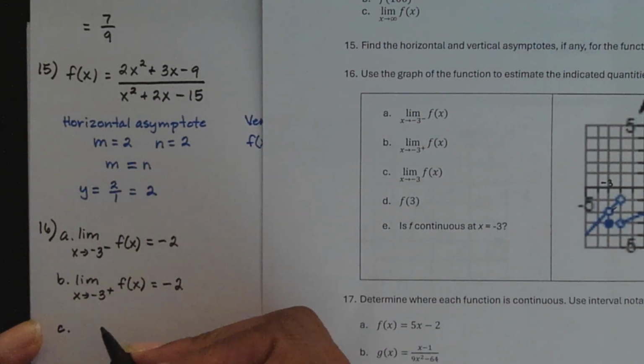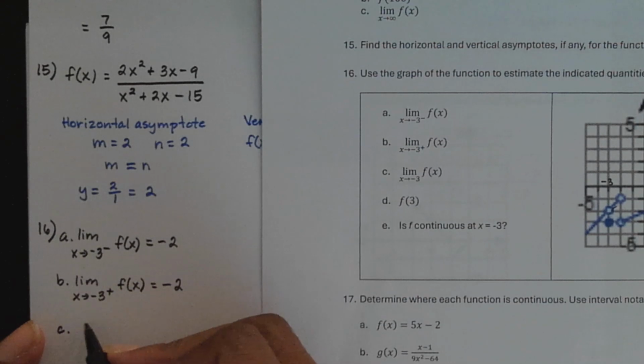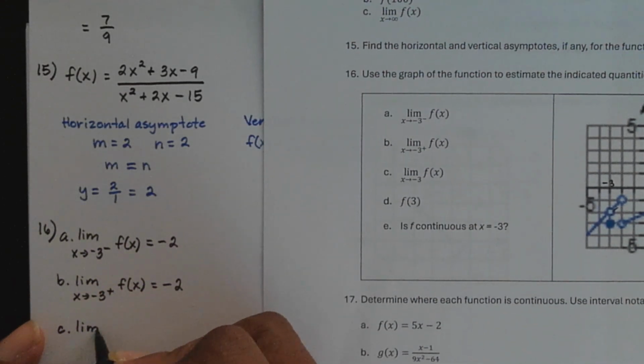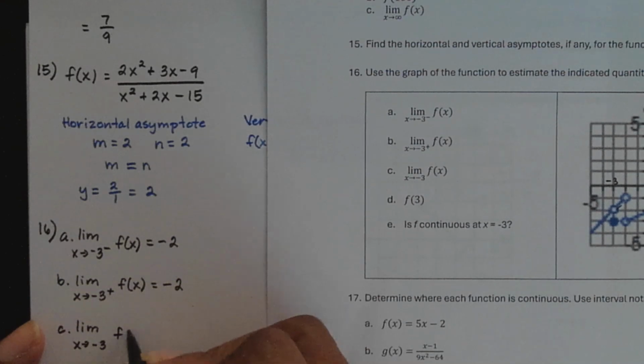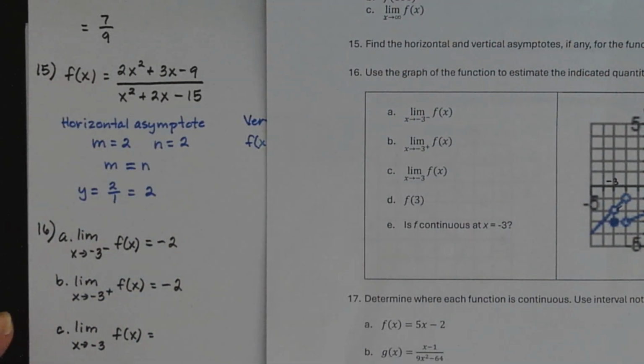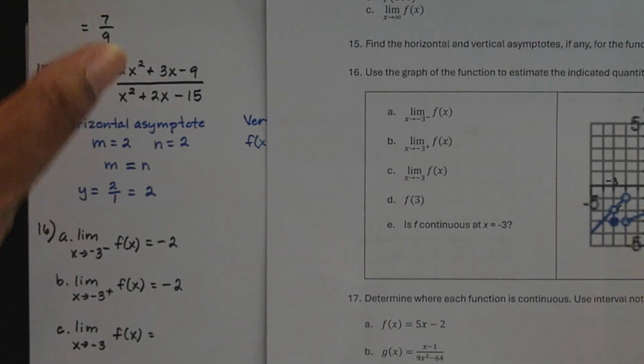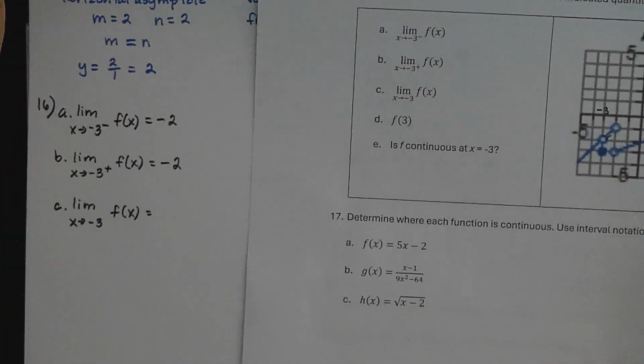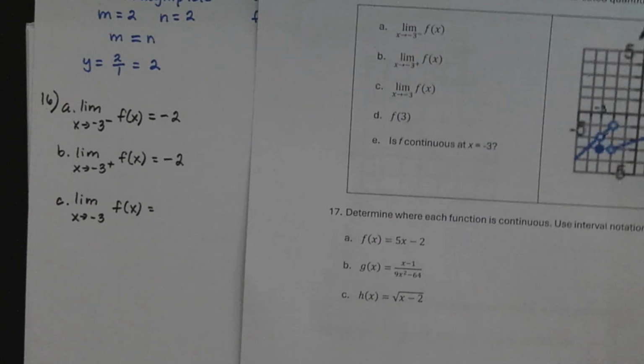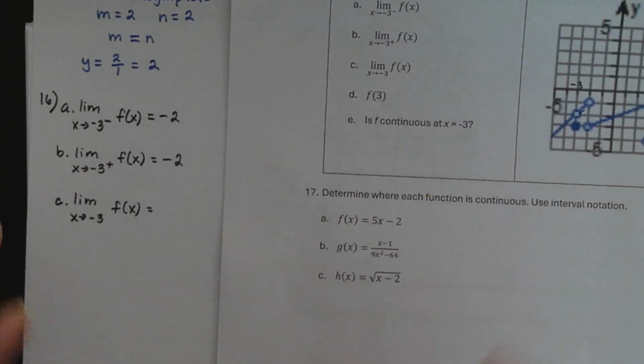And then part C. The limit as x approaches -3 of f of x. That would be what? -2.